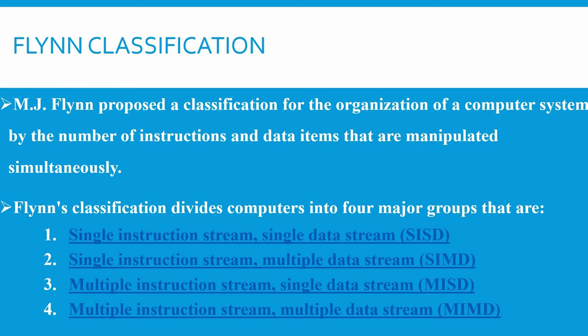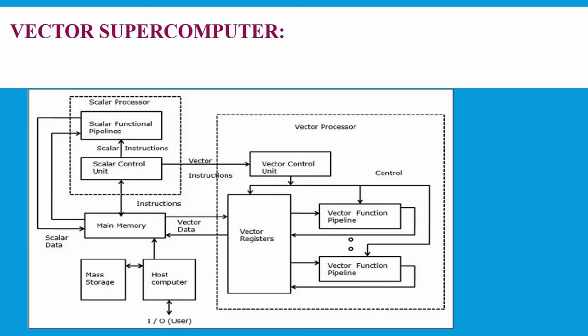Next one is single instruction stream on multiple data stream, SIMD. Next one is multiple instruction stream on single data stream, MISD. Last one is multiple instruction stream on multiple data stream, MIMD. A vector supercomputer executes a single instruction on multiple data.